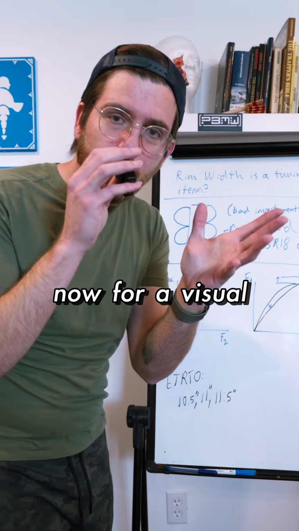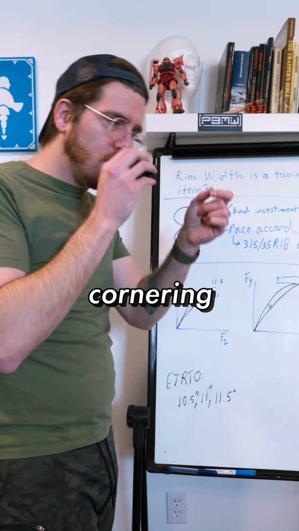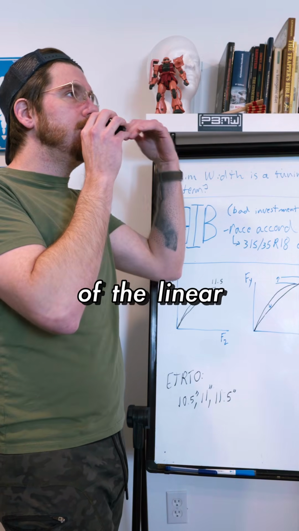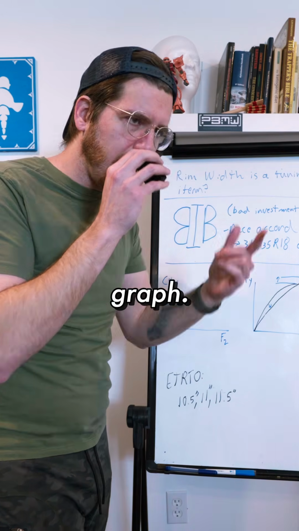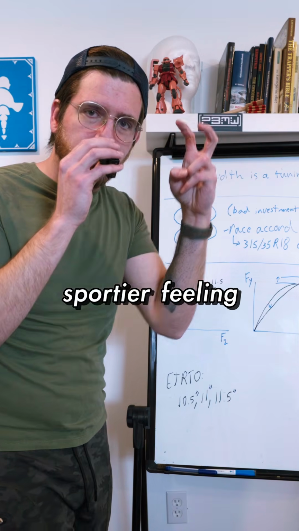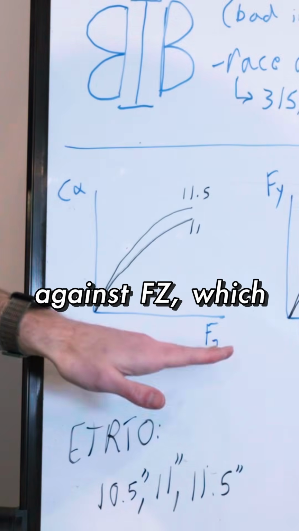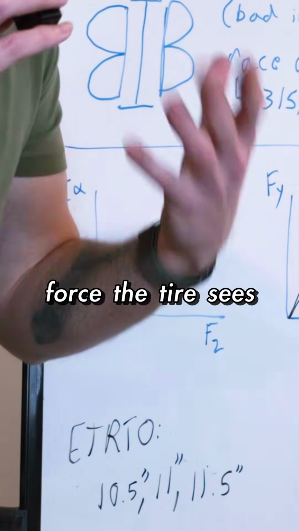So now for a visual example. I have here C alpha versus FZ. C alpha is the cornering stiffness. It is the slope of the linear portion of the force versus slip graph. Basically, what it means is you are going to have a sportier feeling tire because it's going to generate more force with less turn. And it is often shown against FZ, which is the vertical force the tire sees.